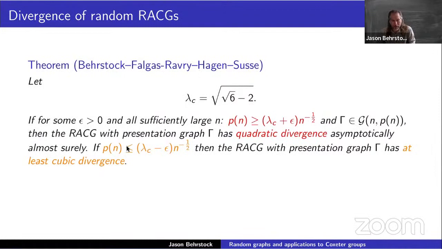We proved that there's a sharp threshold theorem for quadratic divergence. We proved that there's this explicit number, which is the square root of the square root of 6 minus 2, and that if you go above that times n to the minus 1/2, then you take the random graph, the right-angled Coxeter group with that random graph as its presentation graph, and that will always have quadratic divergence. And if you go below that, it always has at least cubic divergence. So there's this very concrete sharp threshold.